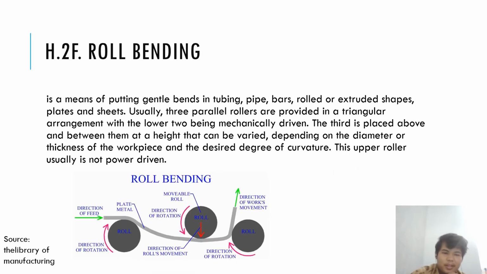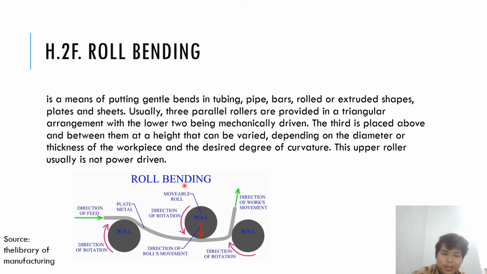Roll bending. Roll bending is a means of putting gentle bends into tubing, pipe, bars, rolled or extruded shapes, plates, and sheets. Usually, three parallel rollers are provided in a triangular arrangement with the lower two being mechanically driven, and the third placed above. The height between them can be varied depending on the diameter or thickness of the workpiece and the desired degree of curvature.